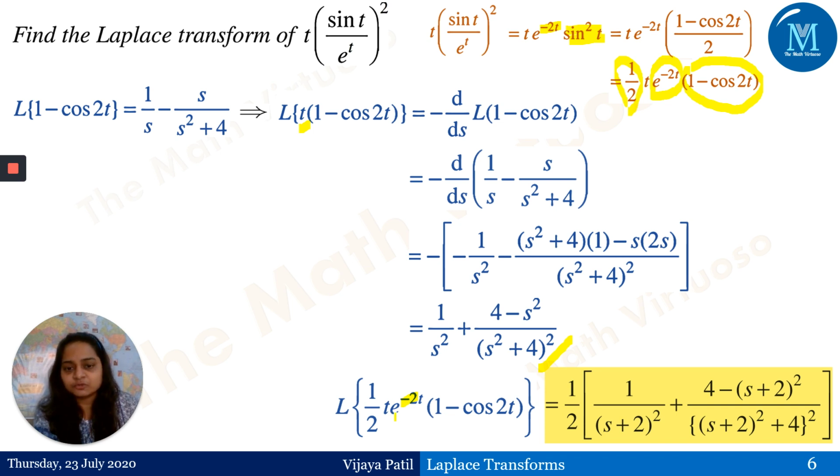So now I have got e to the power minus 2t. If it is minus 2t, every s will get replaced by s plus 2. So wherever I have s here, here, and here, at these three places, s will be replaced by s plus 2. And then these squares will come, right? The half is there because I have combined it.